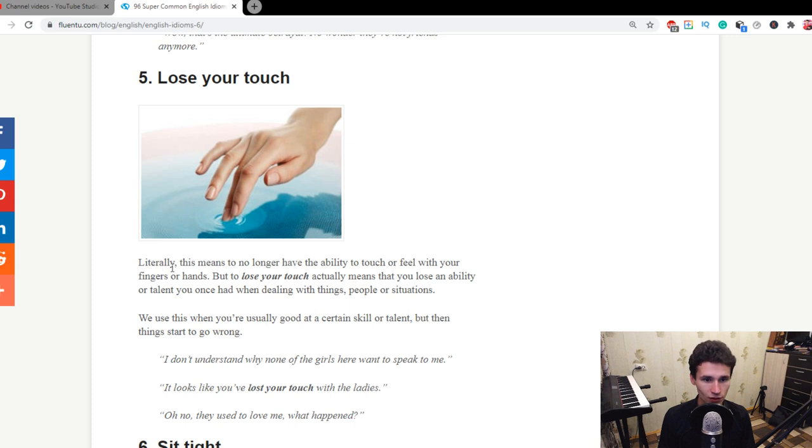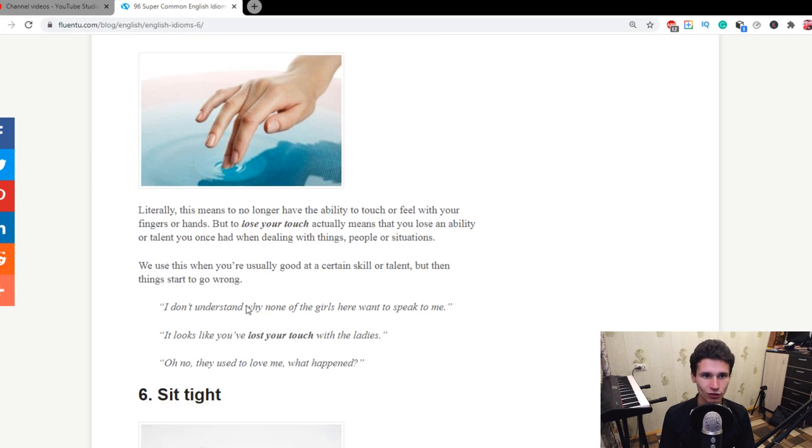Lose your touch. I don't know what it is. To lose your touch actually means that you lose an ability or talent you once had when dealing with things, people or situations. We have the same thing in the Russian language too, but in Russian it sounds like lose your hand. It is a literal translation. It means that you knew what to do to cook porridge, and after that you didn't cook it for a while, for 5 years, and you forgot how to do this.